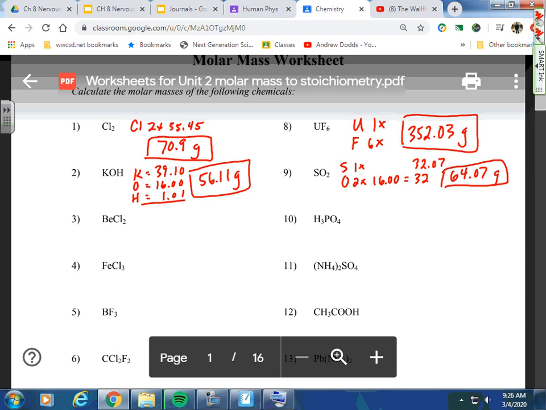All right, BeCl2 would be 1 Be, Cl 2 times. We just used that one not long ago. It's 35.45. Be is 9.01. So 2 times 35.45 is 70.9. I saw that from number 1. And if I add 9.01 to that, I'm going to get 79.91, right?